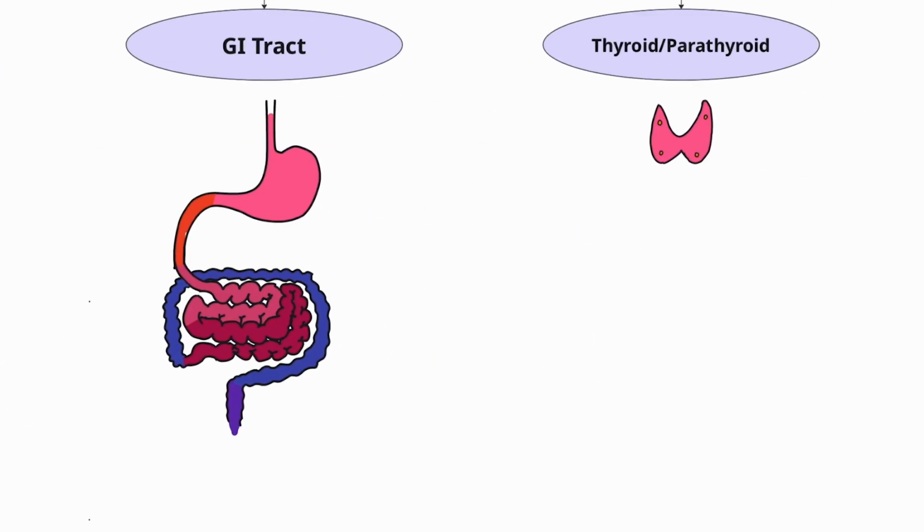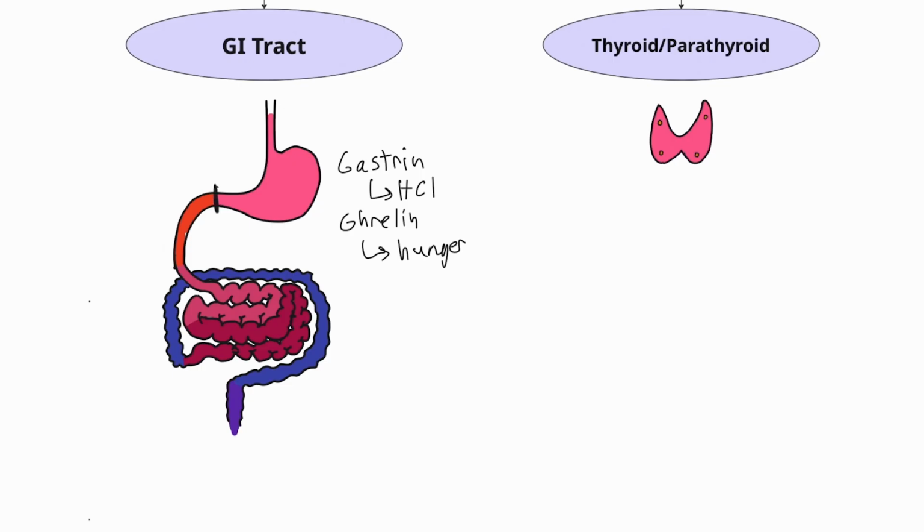Now we'll look at the hormones released by organs in the digestive tract. There are two released by the stomach. The first is gastrin. What gastrin does is it promotes the production of HCl in the stomach, and it's released in response to eating. The other one is called ghrelin, and ghrelin promotes hunger.